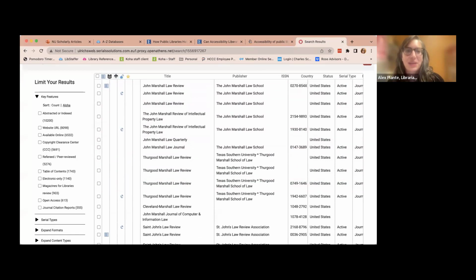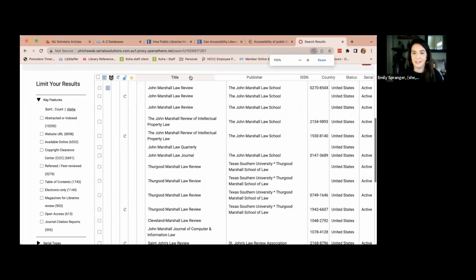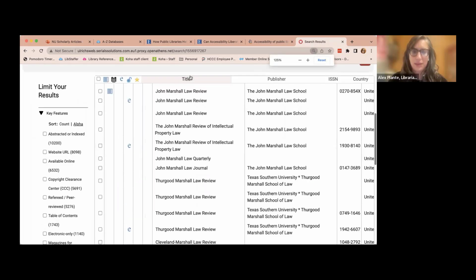So you can see up here, there's a little diagram. Would you guys like me to make this a little bit bigger for you to see? It's a little small. Ta-da. Thank you. So what this is showing is the title of the journal, and then who the publisher is. And you can see that there's a couple instances of the law review that have popped up.